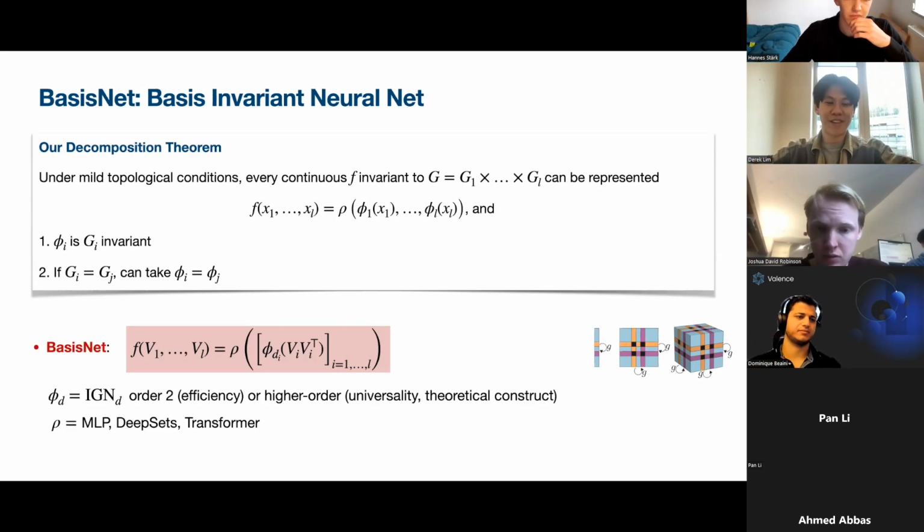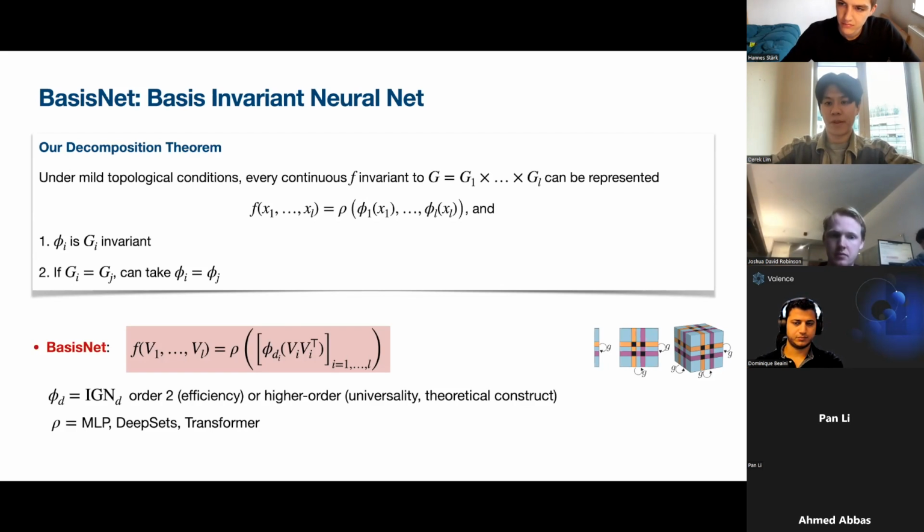But also we have, okay. Actually, I think I'm about finished with this slide. And rho is just an MLP, deep set, or transformer sort of thing. It just handles node features, again, this rho, right? Cool.